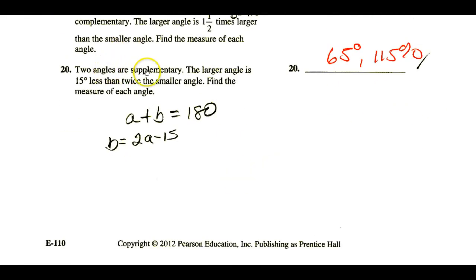Now we're getting to supplementary angles. The larger angle is 15 less than twice the smaller. The sum of supplementary angles is 180. So the larger is 15 less than twice the smaller.